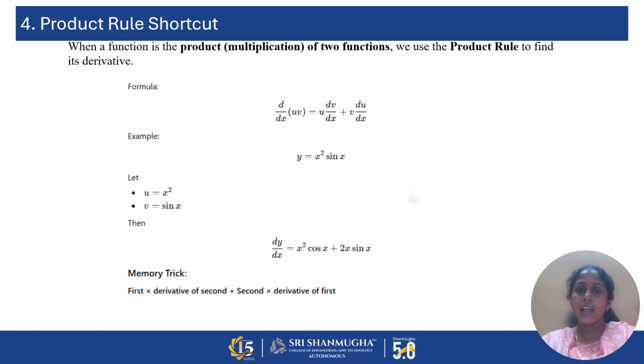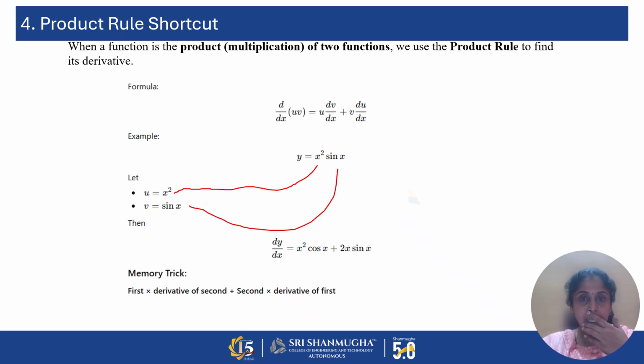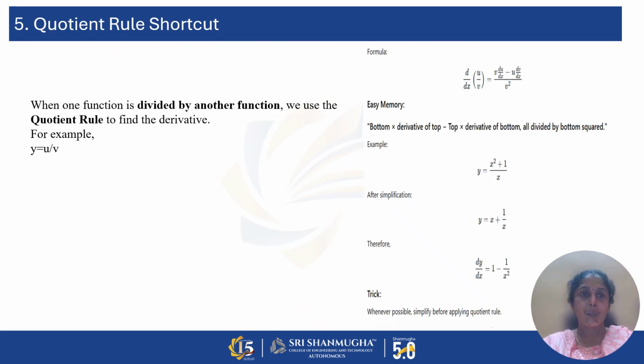For example, when I take y equal to x squared sin x, here I will take u as x squared and v as sin x. So dy by dx I get x squared cos x plus 2x sin x. So the memory trick is first variable into derivative of second plus second variable into derivative of first. So this is actually the product rule.